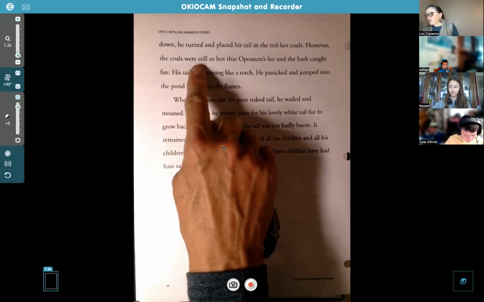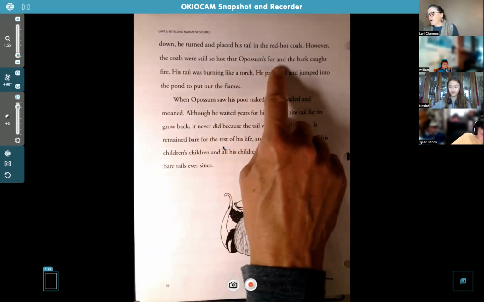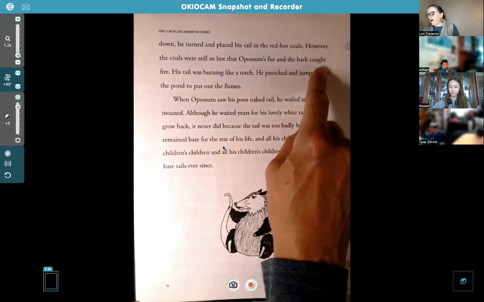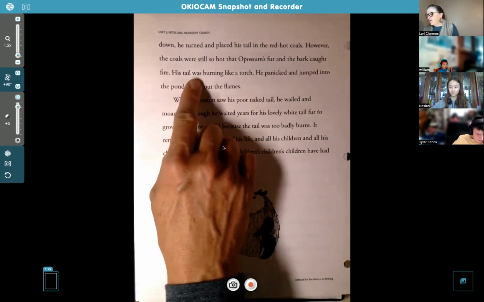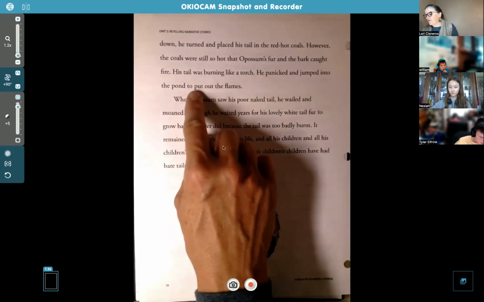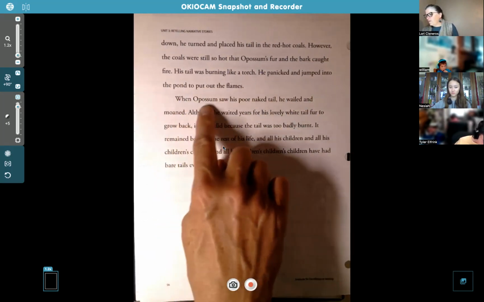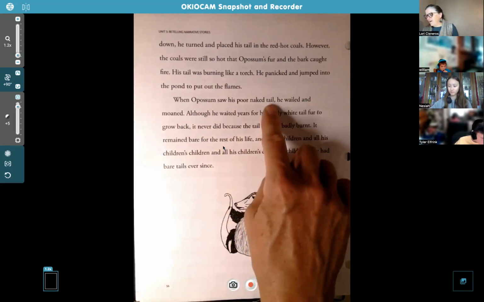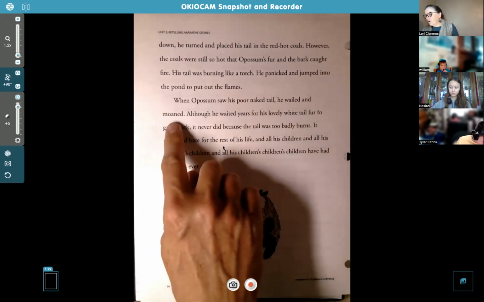When the fire died down, he turned and placed his tail in the red-hot coals. However, the coals were still so hot that Opossum's fur and the bark caught fire. His tail was burning like a torch. He panicked and jumped into the pond to put out the flames. When Opossum saw his poor naked tail, he wailed and moaned.